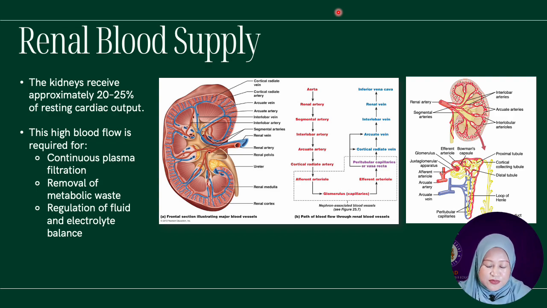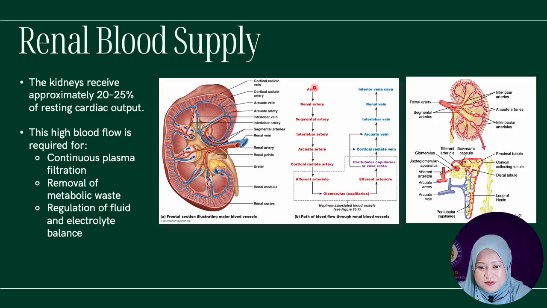Because its primary role is to filter plasma continuously. So high blood flow ensures that large volumes of plasma are delivered to the glomeruli for filtration. So this allows efficient removal of waste products and also tight regulation of fluid and electrolyte balance. So now let us trace the path of blood through the kidney.